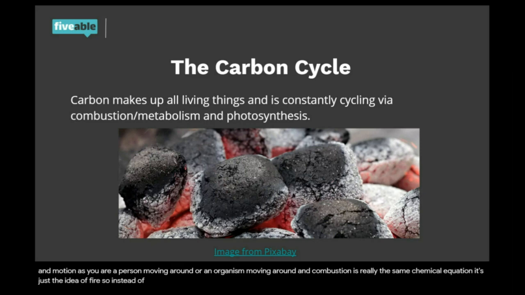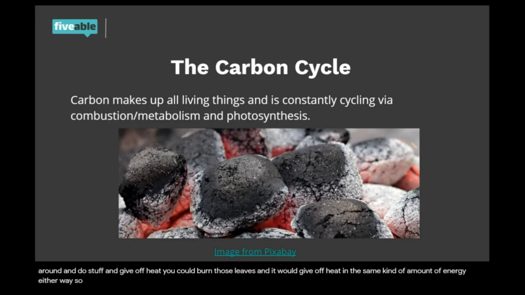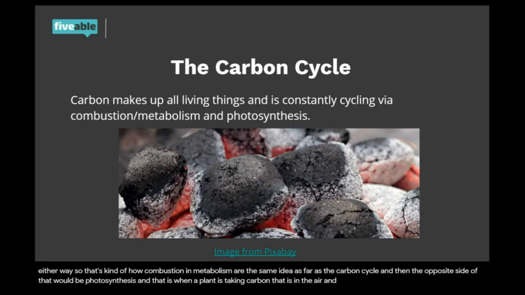So instead of, in the most simple way of thinking about it, eating leaves and using that energy to run around and do stuff and give off heat, you could burn those leaves and it would give off heat, in the same kind of amount of energy either way. So that's how combustion and metabolism are the same idea as far as the carbon cycle. And then the opposite side of that would be photosynthesis, when a plant is taking carbon that is in the air and converting it into a body that is storing it.